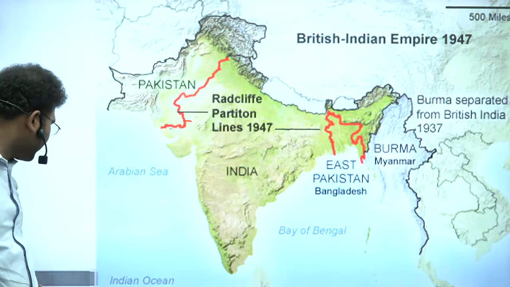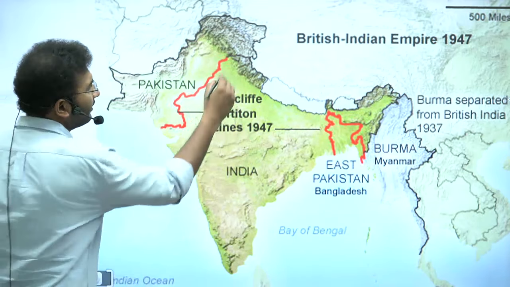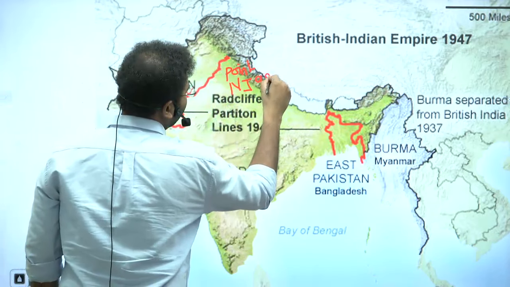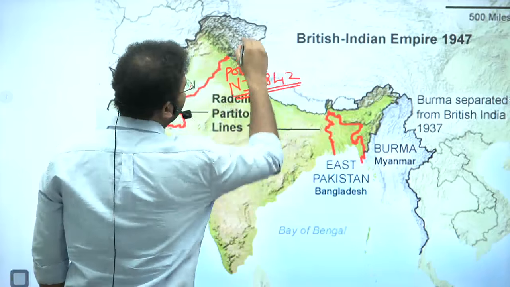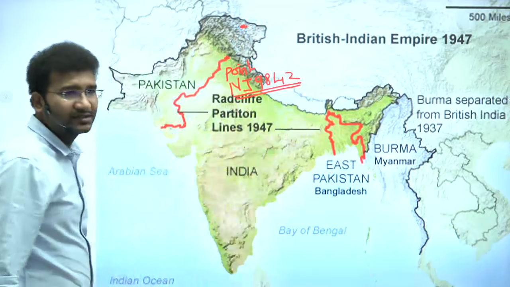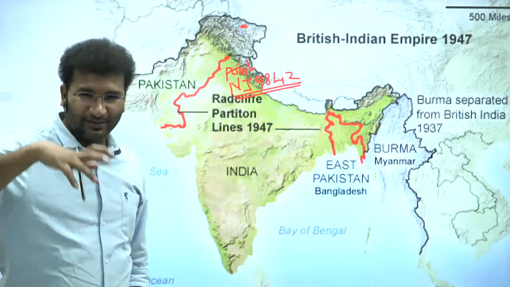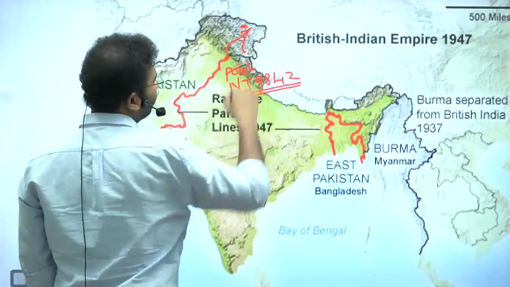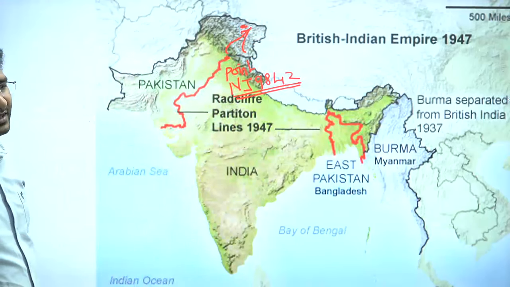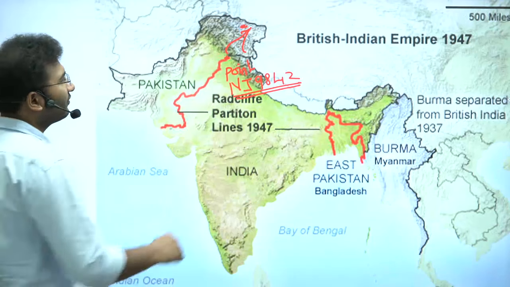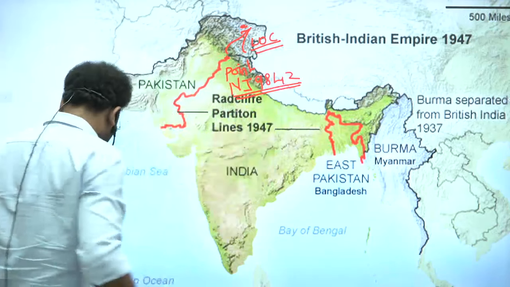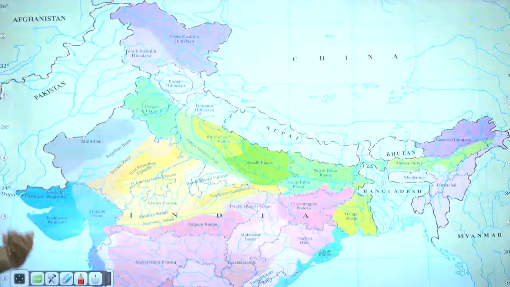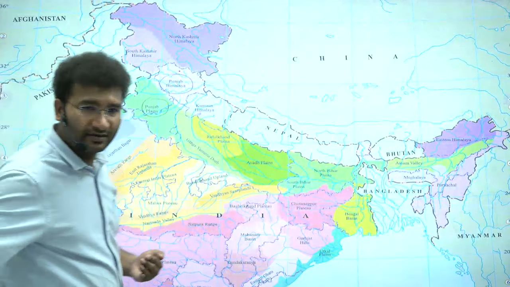But we have a disputed area. The disputed area starts from a point called NJ9842. This is the pillar named NJ9842, and from here the conflict starts, that is the line of control, LOC. See, the LOC is not the line between India and Pakistan. The LOC is the line of who is controlling which territory. Okay? I'll explain that.